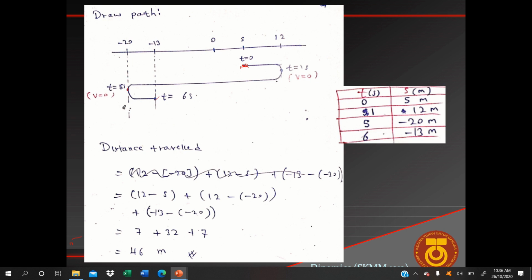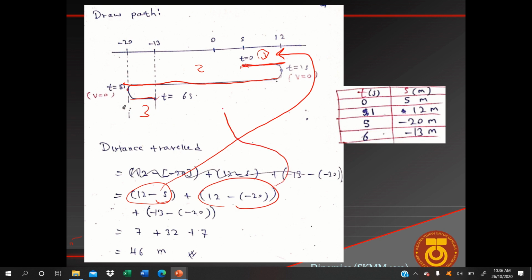So what you need to do is add these lengths: this is the first, this is the second length, this is the third length. So the first one is 12 minus 5, then 12 minus negative 20 for the second distance here, and negative 13 minus negative 20 for the third distance. Then you get the total distance traveled.